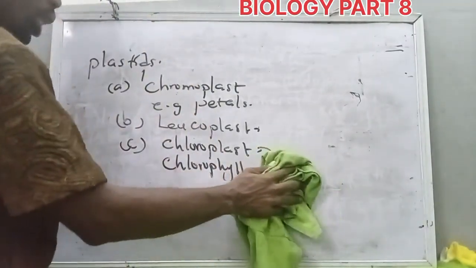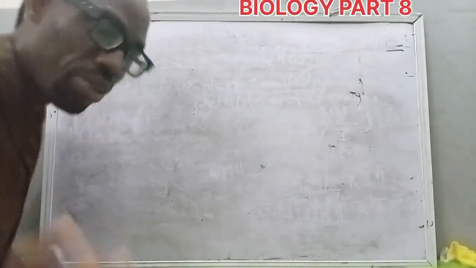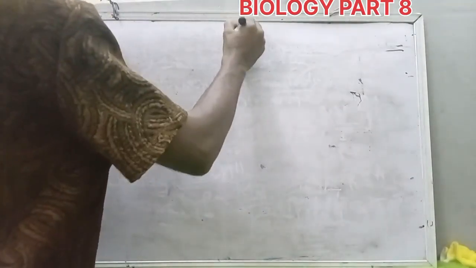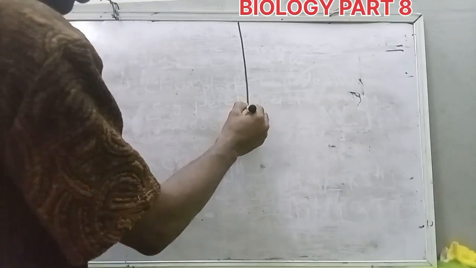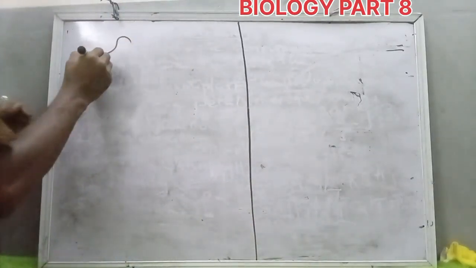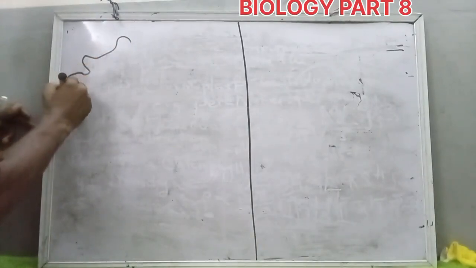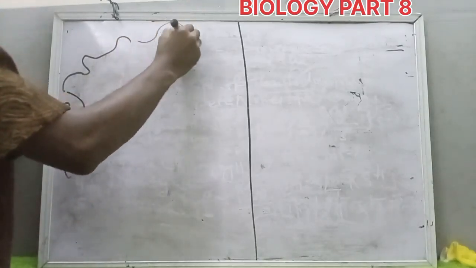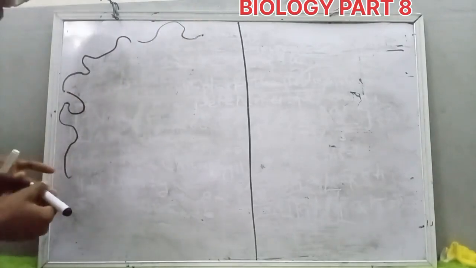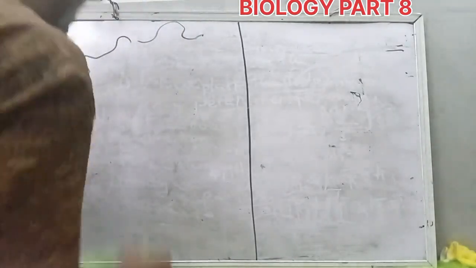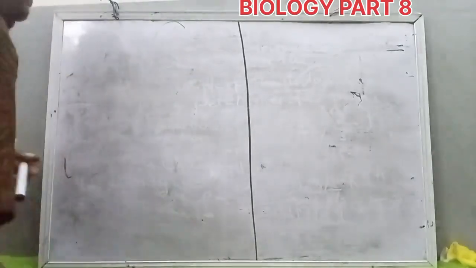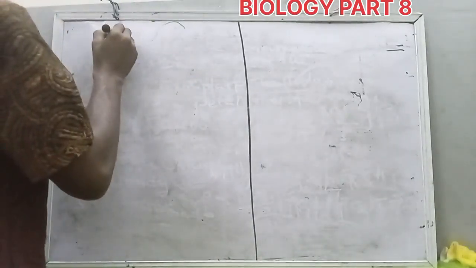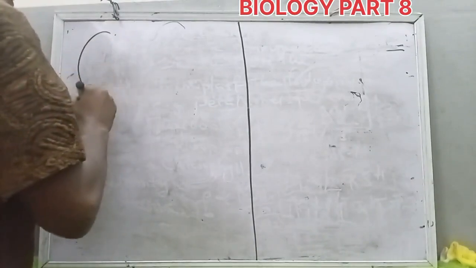Okay, so on that note, I'll clean this and quickly make a diagram of the animal cell, and from there, I'll use it to explain the nucleus. So let me divide the board into two. We have a structure like this. We're looking at the cell now. Just follow me, okay? We're looking at the animal cell, okay? So we have something like this.